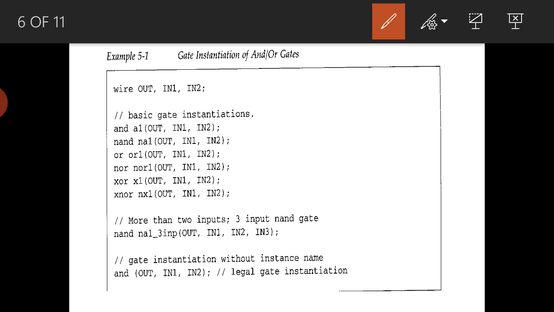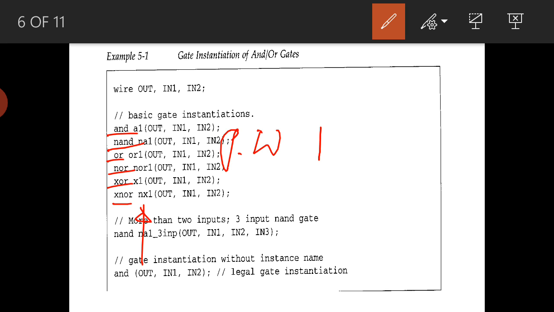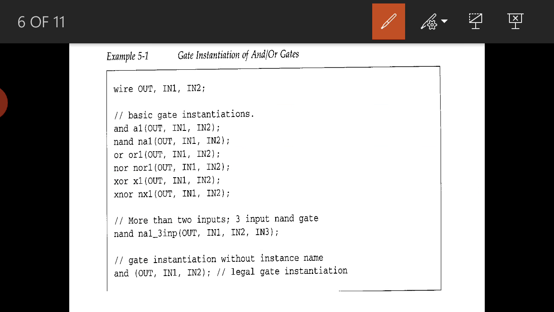So for AND gate, NAND gate, OR, NOR, XOR, XNOR, the format is a keyword or predefined word, then after that the instance name, then the parameter list and a semicolon. First is the keyword, space, instance name, space, and the list, then a semicolon. This is the format we need to follow for each gate.